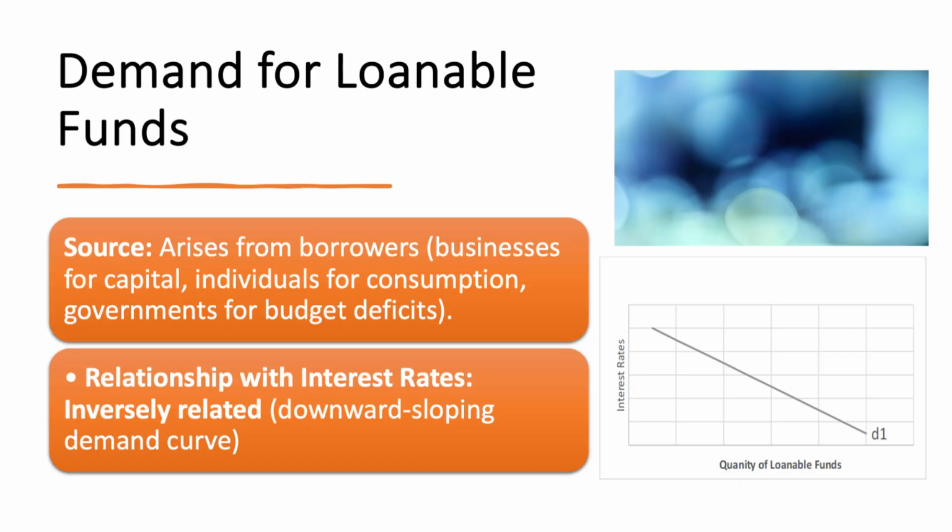The demand for loanable funds refers to the total amount of money borrowers want to obtain from the financial market. The sources of demand come mainly from businesses, who borrow to invest in equipment, factories, and expansion projects, governments, who borrow to finance deficits and public spending, and households, who borrow for consumption, housing, or education. The relationship with interest rates is inverse.